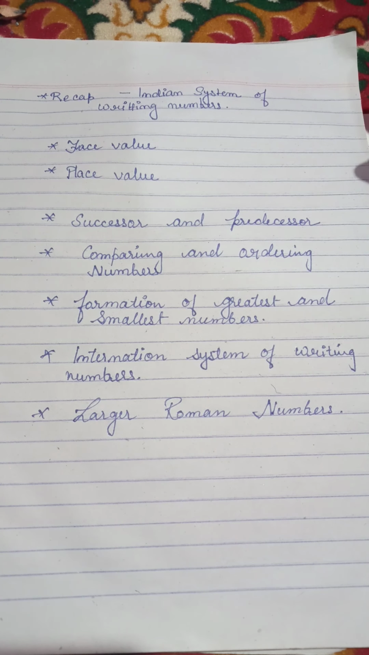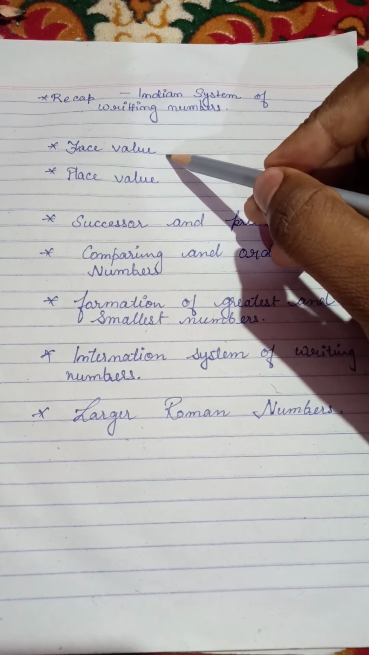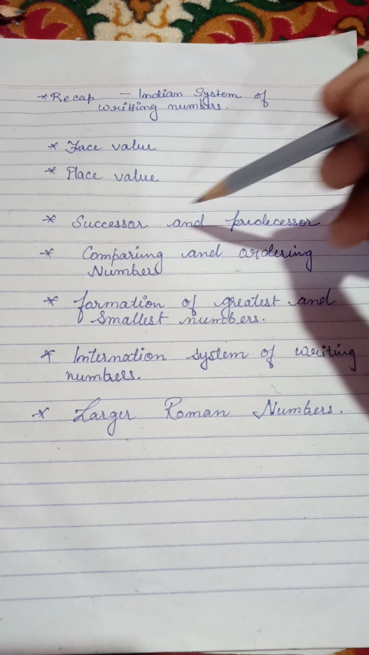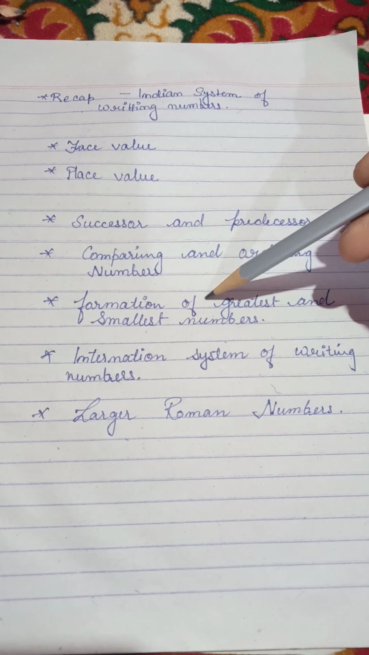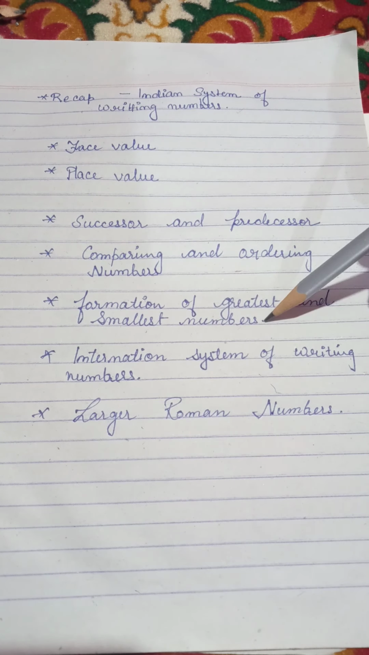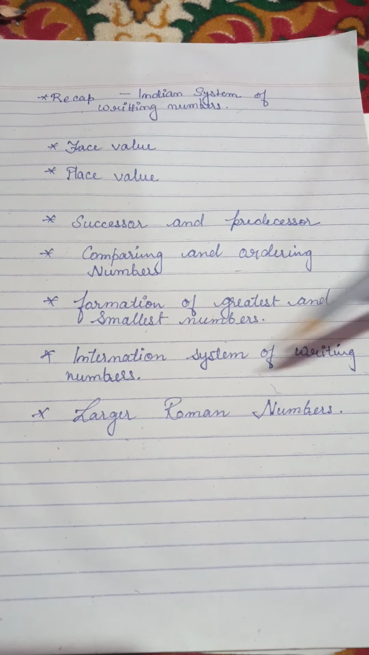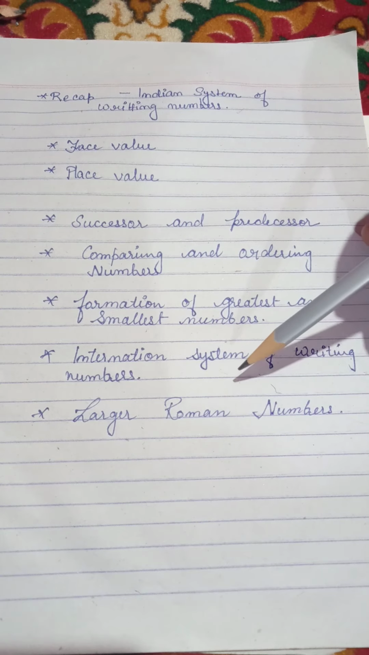In this lesson, we will have a recap of the Indian system of writing numbers, face value and place value, successor and predecessor, comparing and ordering numbers, formation of greatest and smallest numbers, international system of writing numbers, and larger Roman numbers. In our previous class, we studied the Indian system, in which we arrange the numbers in the place value according to the Indian number system.